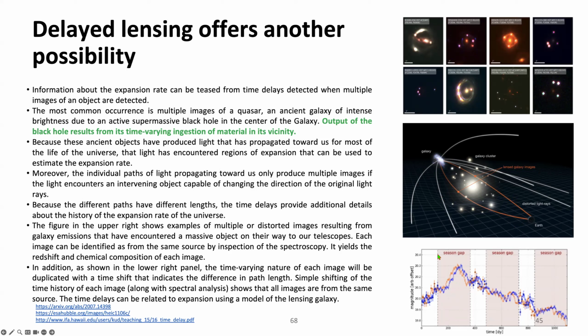And that means that these paths are sampling different regions of space as they propagate to us. And because they're sampling different regions of space, because one path is shorter than the other, that can be used to indicate the expansion rate of the universe during the time the light propagated from that distant galaxy to our telescope. And so there's no question that these 4 dots are from the same source, or these 4 are from the same source. We now have enough telescopes looking at enough galaxies that we see many examples of delayed lensing.